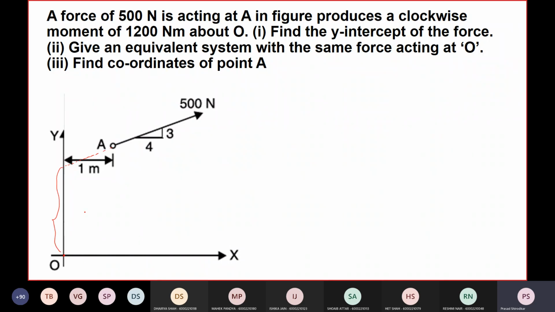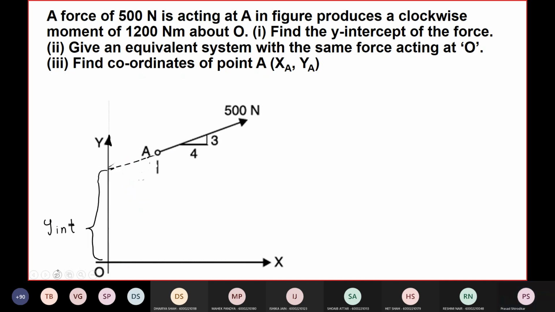Okay. So this is the y-intercept, and they have also asked the coordinates of A. So this is XA and this is YA. Okay. And they have also asked to find the equivalent system at O. Okay, so we'll calculate one by one. Right. So let's first find out the y-intercept.